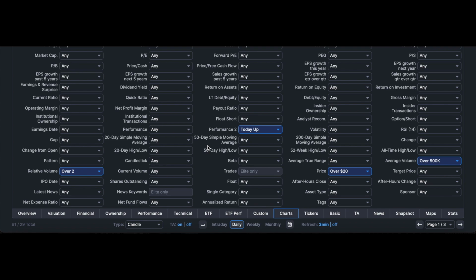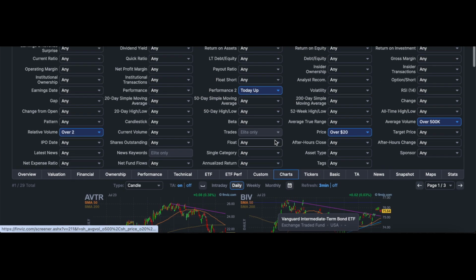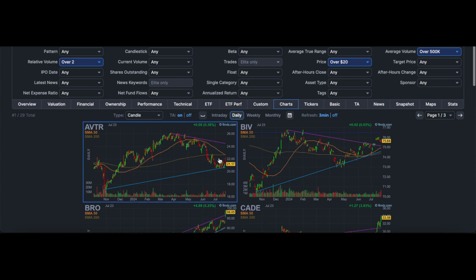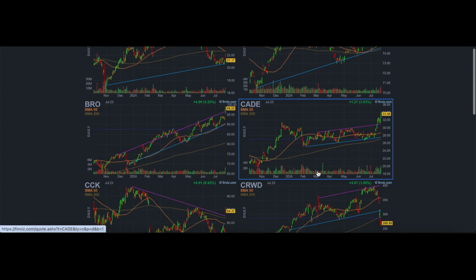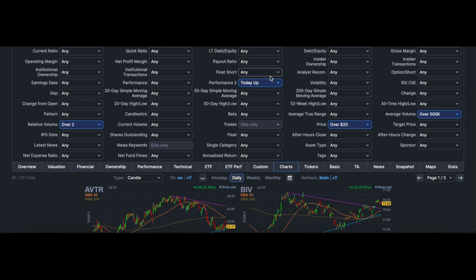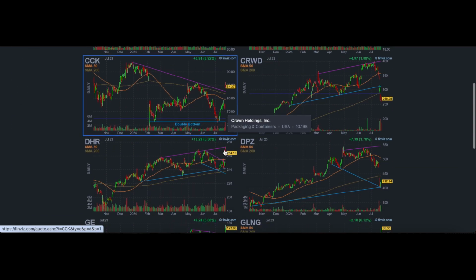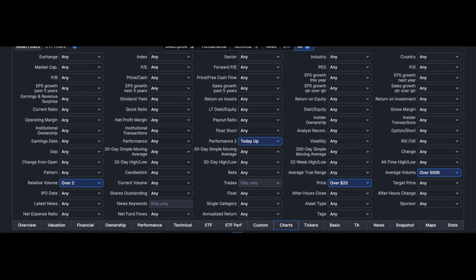So stocks with a lot of volume, and then performance has to be up today, and then again price over 20 and average volume over 500k. This is just for liquidity purposes. The scan is basically going to show me all the stocks that had a strong candle today. So any stock that had a lot of volume and was up today, I will find on the scan.